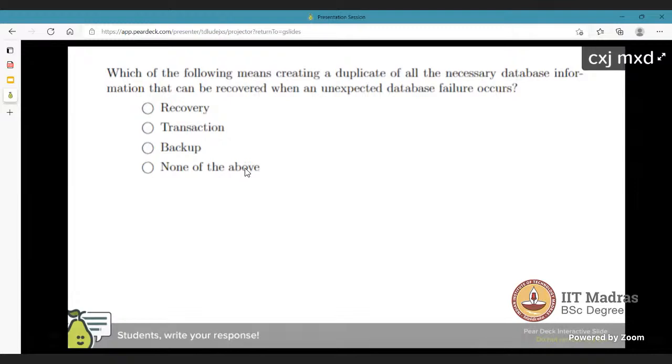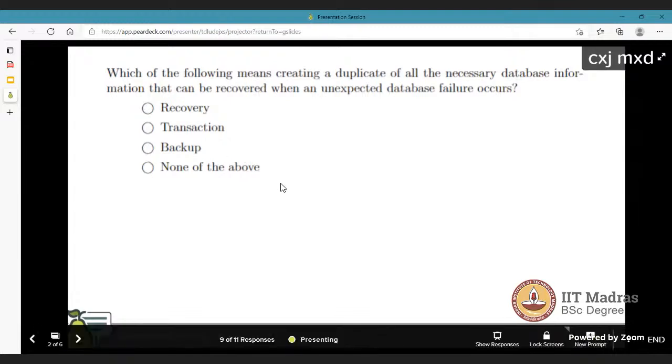So can anybody tell why backup is the correct answer? Anyone? Backup is like creating another duplicate copy of the current data. That is why backup is the correct answer. Yeah. Okay.